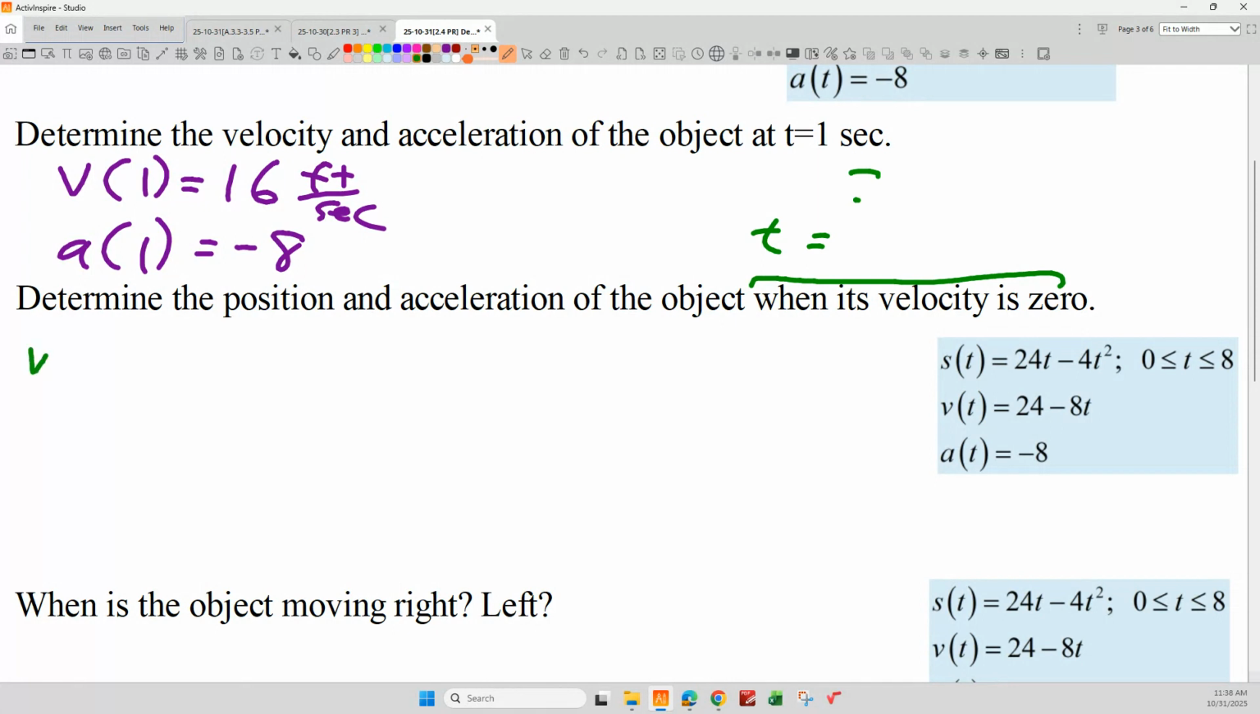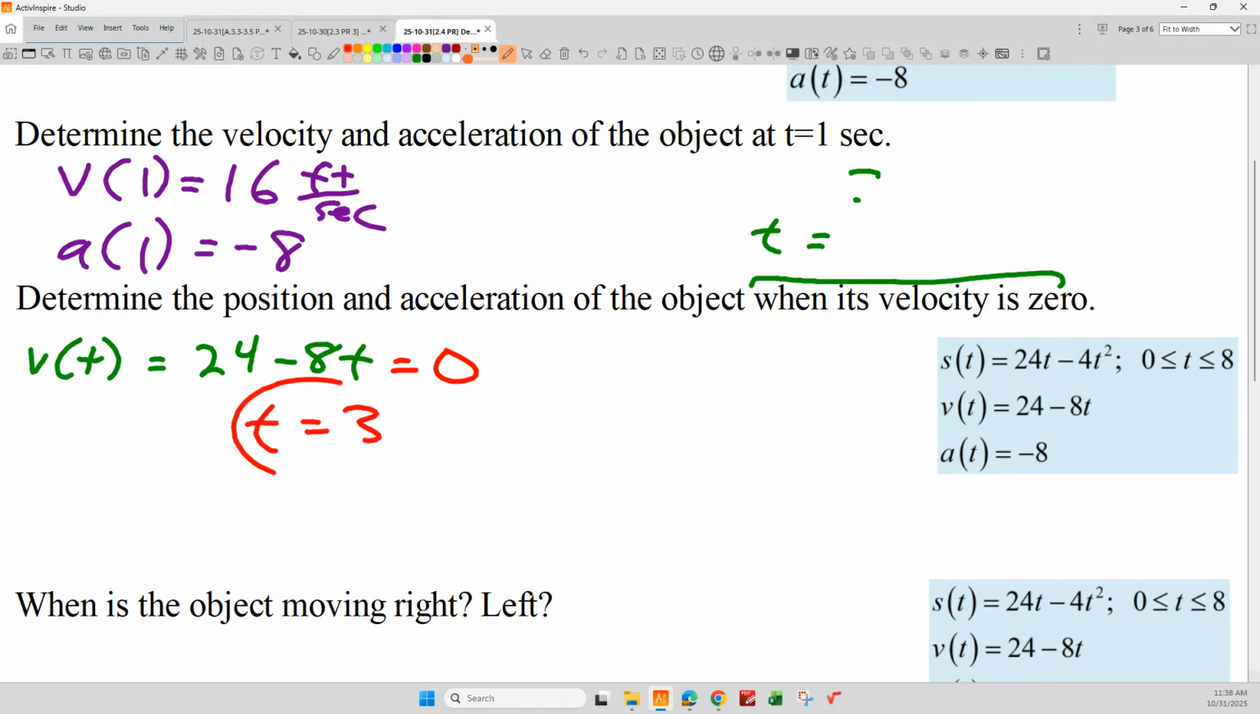So v of t is 24 minus 8t, and we're just going to set that equal to 0 and solve, and that's a pretty easy thing to solve. We just get the solution t equals 3, okay? So now that I know t is 3, how could I calculate position? Plug it in. What that told me is the frame in our video is the t equals 3 frame, and I can use my kinematics equations to figure out what the values of the other kinematic quantities are at that frame by plugging in t equals 3.